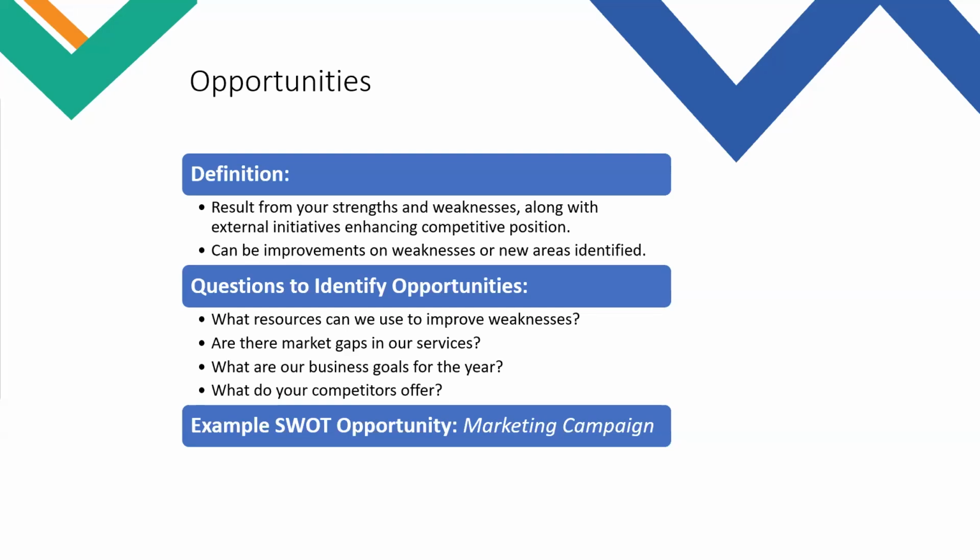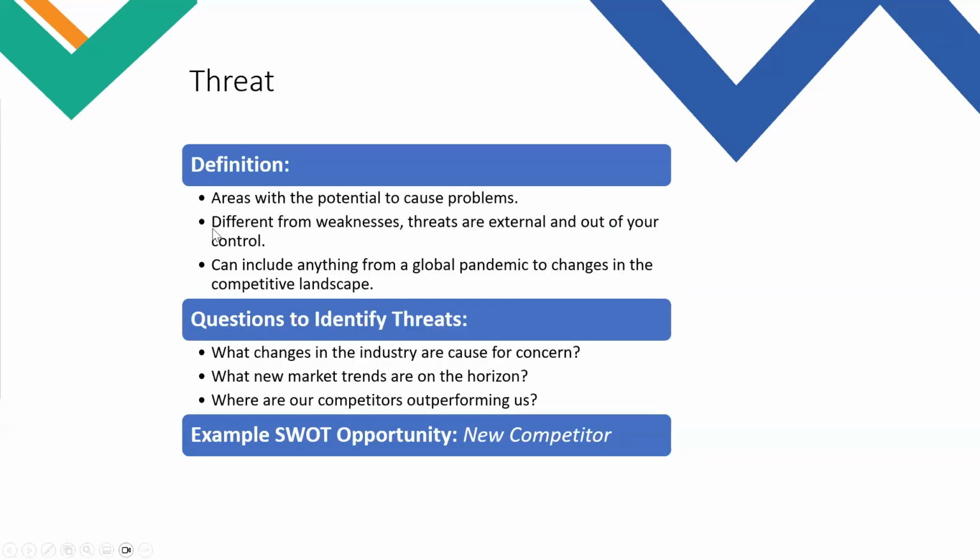And then from opportunities, we go to the exact opposite. What are the threats? What threats do we have? That's the T. Now, what are the areas that have the potential to cause problems for your organization? It's different from weaknesses because these are external and you can't really control those. This can include anything from a global pandemic, which we just had. You couldn't control that. There was nothing you could do about that, to a change in the competitive landscape.